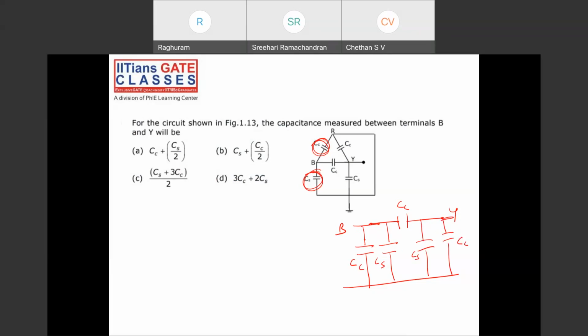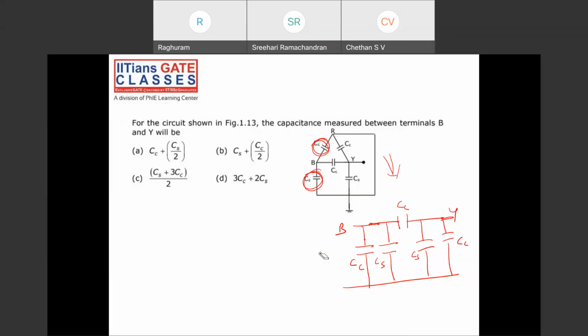Understood how I draw this? How I drew this? From this one, both are equal, right? CC parallel with CS. It's CC plus CS. Here also it's CC plus CS. Okay, and those two are in series.